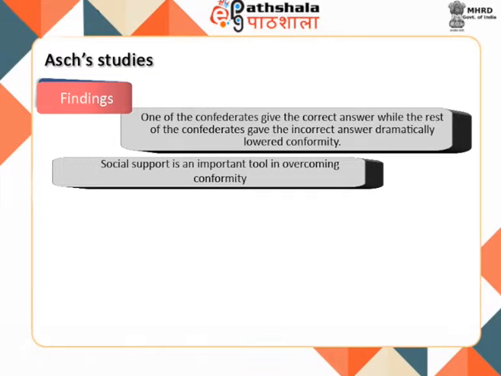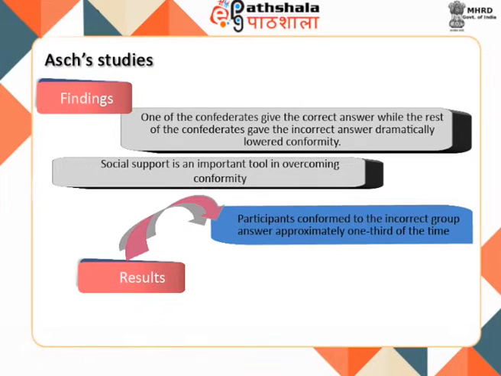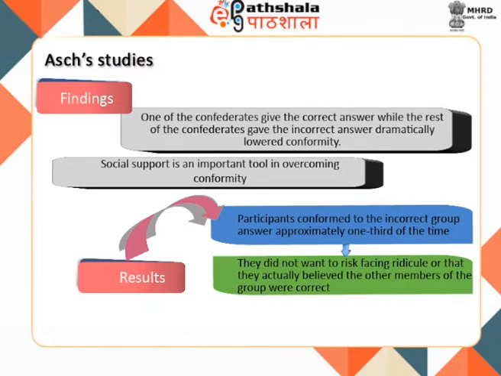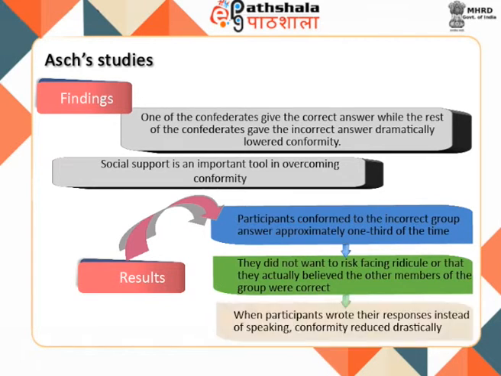Nearly 75% of the participants in the conformity experiments went along with the rest of the group at least one time. After combining the trials, the results indicated that participants conformed to the incorrect group answer approximately one-third of the time. When asked the reason, in most cases, the students stated that they did not want to risk facing ridicule or that they actually believed the other members of the group were correct. When participants wrote their responses instead of speaking, conformity reduced drastically.